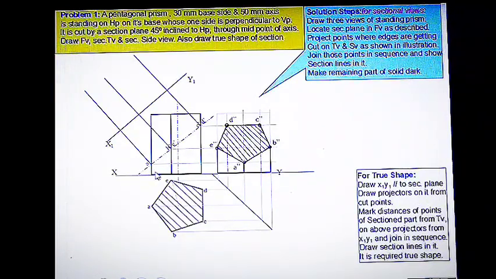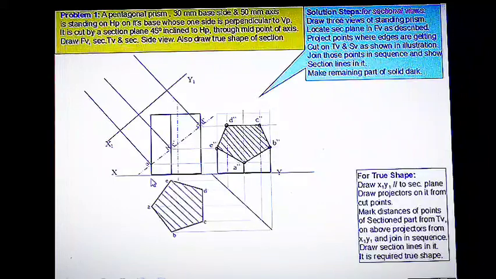So mark the distance of this point A, that is the sectioned part, from the top view, from the plan, not from the side view. From the plan, you can mark this distance of point A from the XY line. That is our reference plane. Now this will be the distance of A. This distance of point A from the XY line should be marked from this x1, y1. Now we will get the point A here.